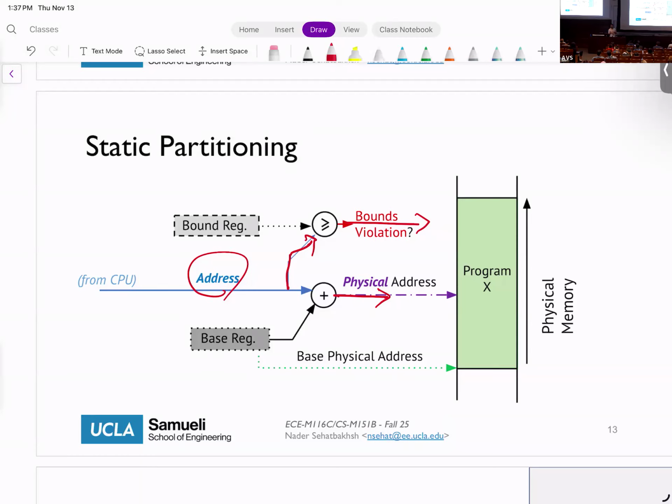Any questions so far? Yeah. So the physical address is just the base. For now, it's like that. Yes, it's converted from just the CPU address, which assumes addresses start from 0, right? So in the CPU, you just start from 0, but in reality, that program might start somewhere in the middle of your memory. So that base will make sure that you always offset from that. Yeah.